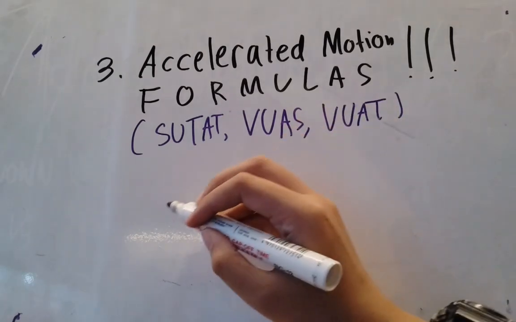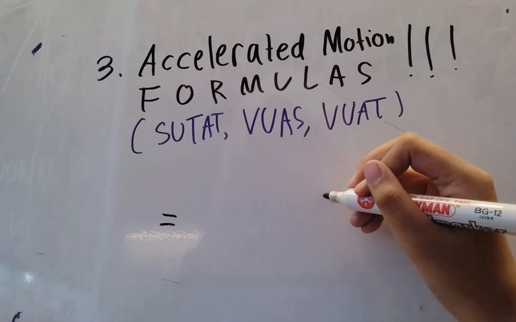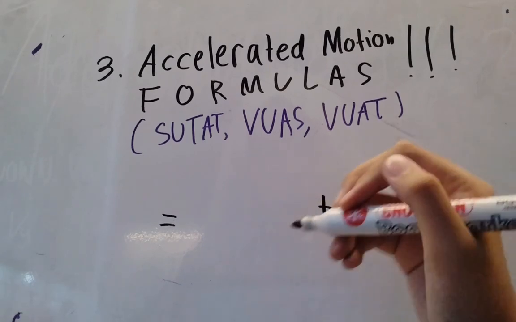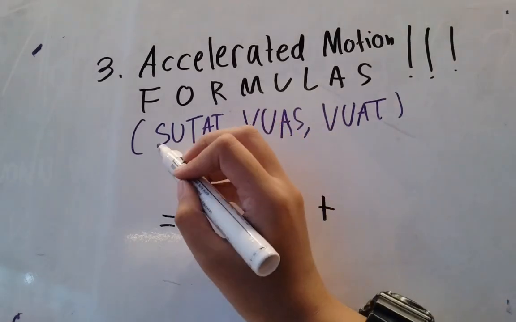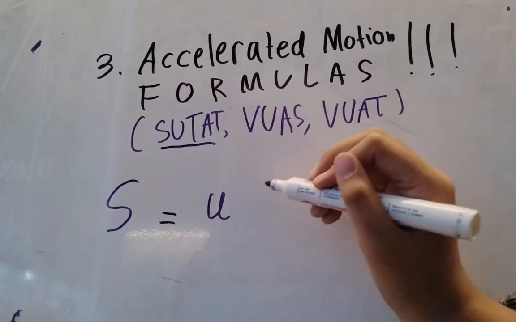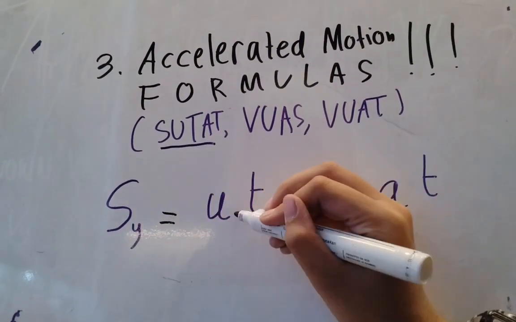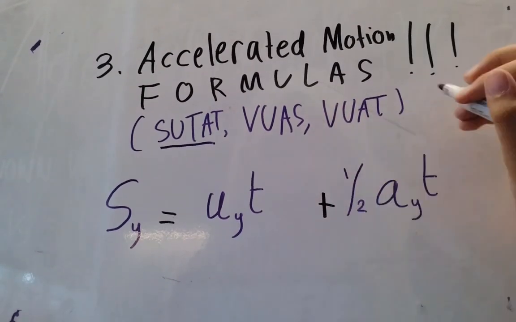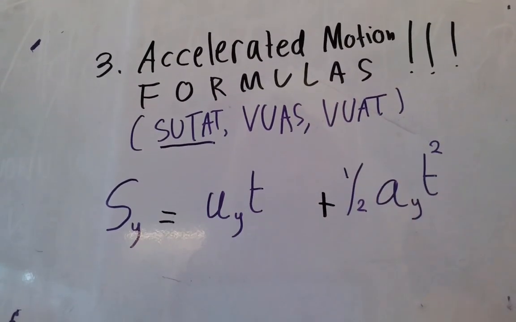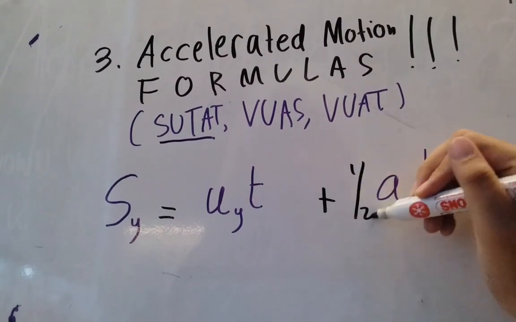Next, our third point is the accelerated motion formulas. And there are 3 main formulas: SUVAT, the first one being s = ut + 1/2 at². So the first one is: displacement equals initial velocity times time, then added by half of acceleration times time squared.